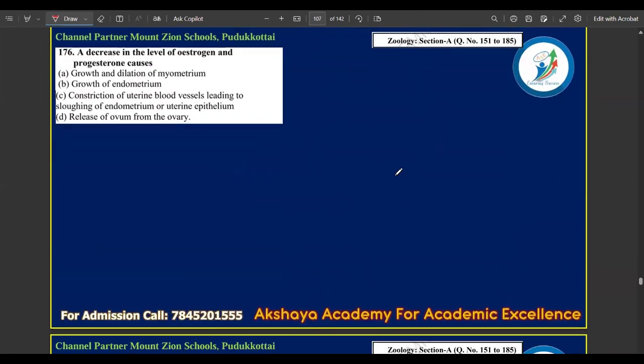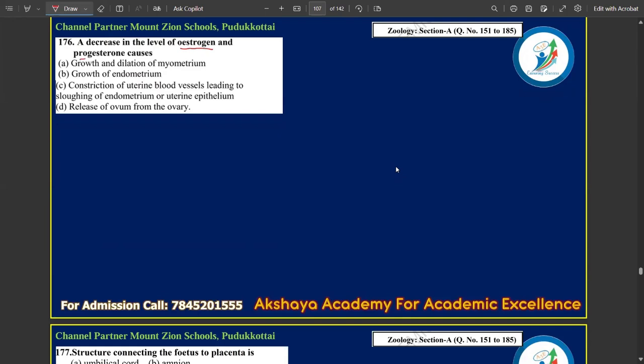So here the question says that a decrease in level of estrogen and progesterone causes: A. Growth and dilation of the myometrium, growth of endometrium, constriction of uterine blood vessels leading to slowing of endometrium or uterine epithelium, release of ovum and ovary. Okay. So the hormone given is estrogen and progesterone.